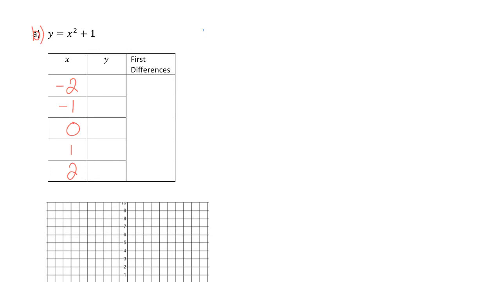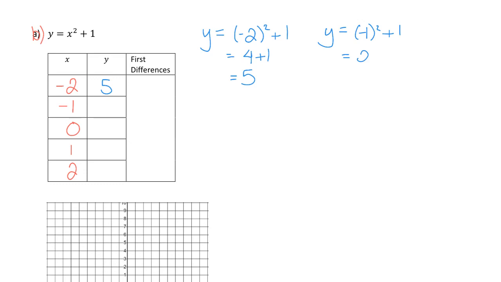So using the equation, when x is -2, I plug that into the equation. So I have -2 squared plus 1. That's 4 plus 1, which is 5. So when x is -2, my y value is 5. Then I'm going to plug in -1. So I have -1 squared plus 1, which is 2. Then I plug in 0. So I have 0 squared plus 1, which is 1.